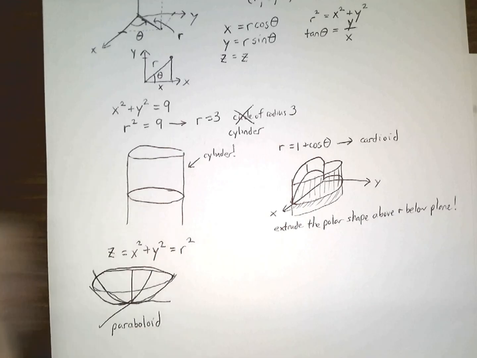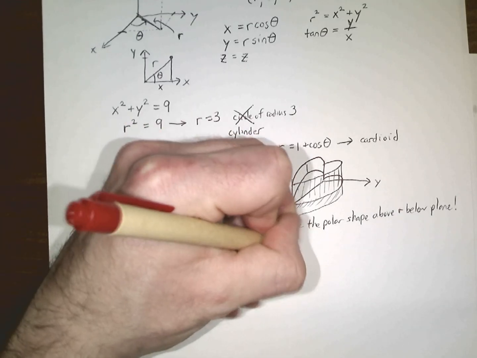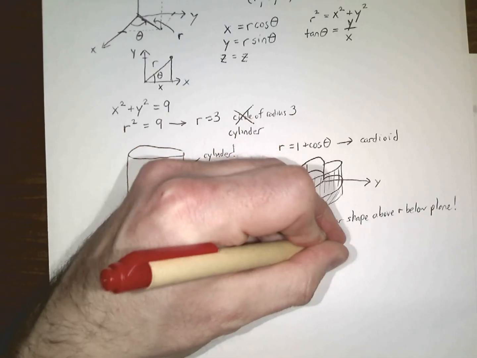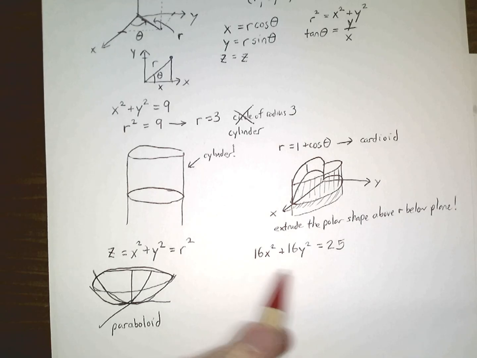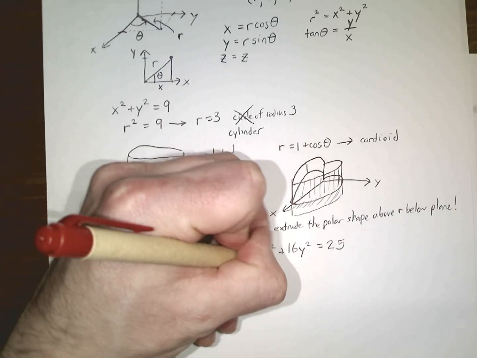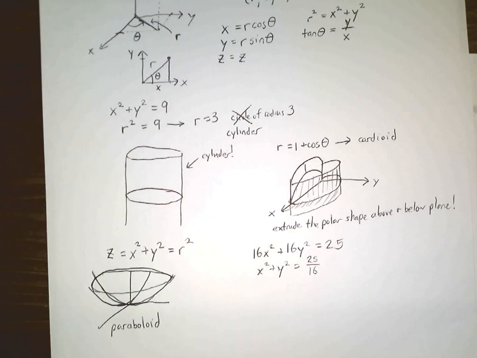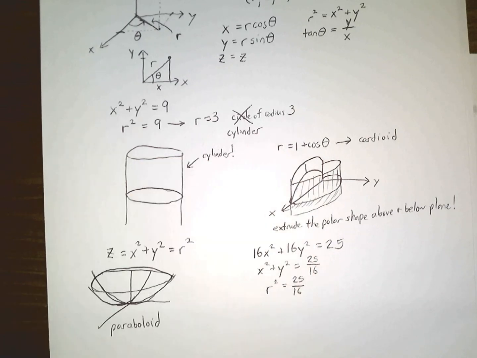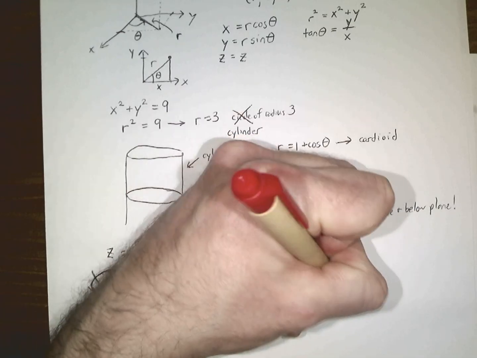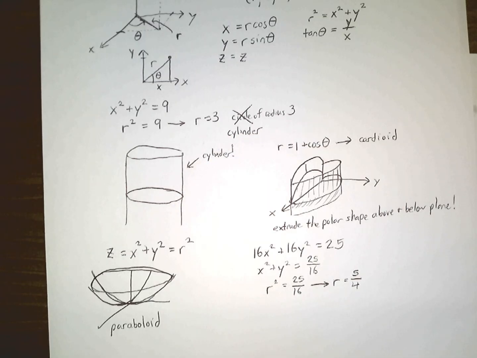We can take other expressions. 16x squared plus 16y squared equals 25. I notice I have the coefficient 16 on each of my variables here. I can divide through, and I get my friend x squared plus y squared again, which means I can replace that with an r squared. And now my right-hand side, which is conveniently all made of squares, I can square root both sides, and now I get this circular cylinder with radius 5/4.